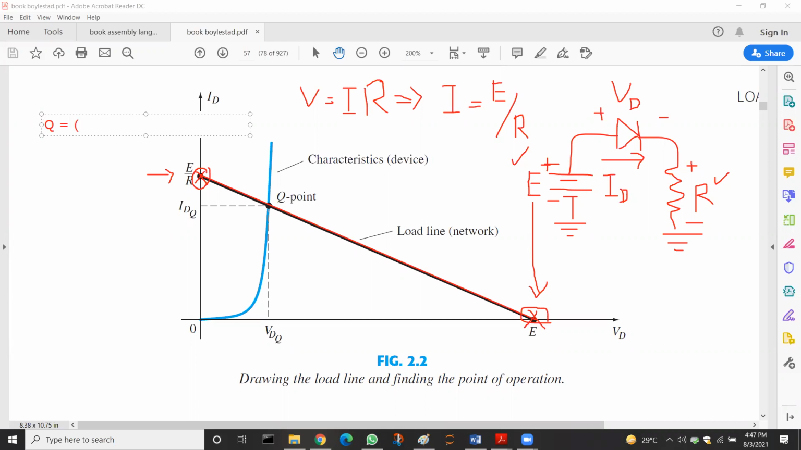So the Q point, or the quiescent point, has the characteristics primarily of voltage and current, and these are mentioned as VDQ and IDQ. Okay, so the voltage difference across the diode at the Q point and the current through the diode at the Q point are two important parameters when we analyze a circuit in which a diode is present. I'm sure students are familiar with what a load line is and how the load line is computed.